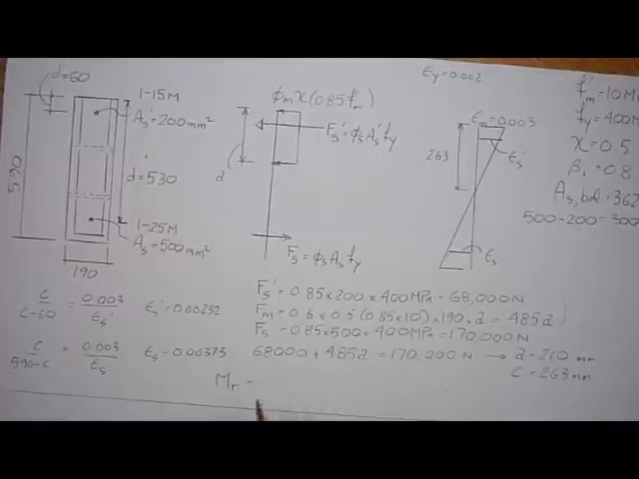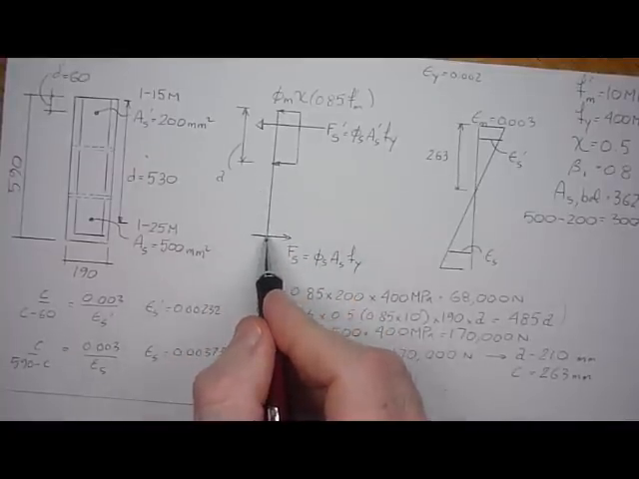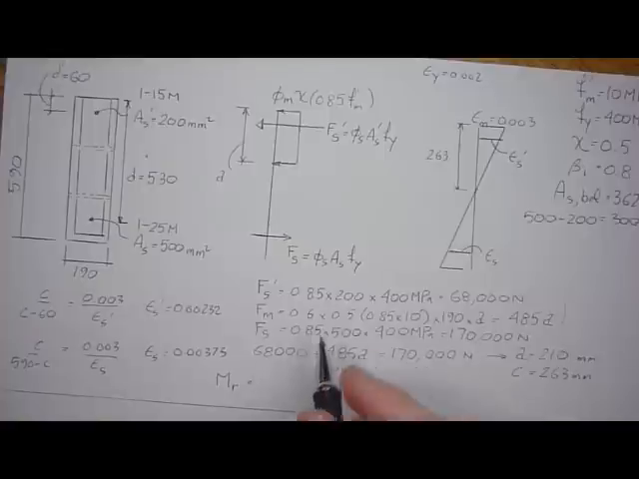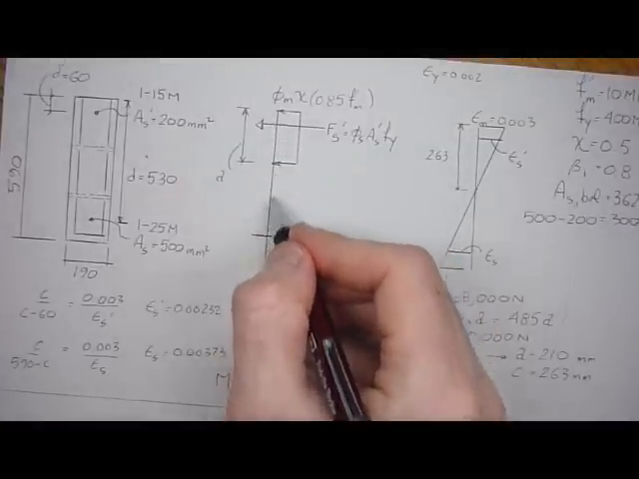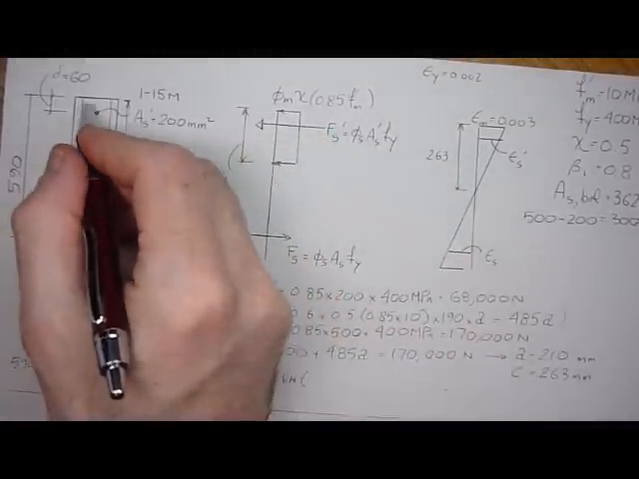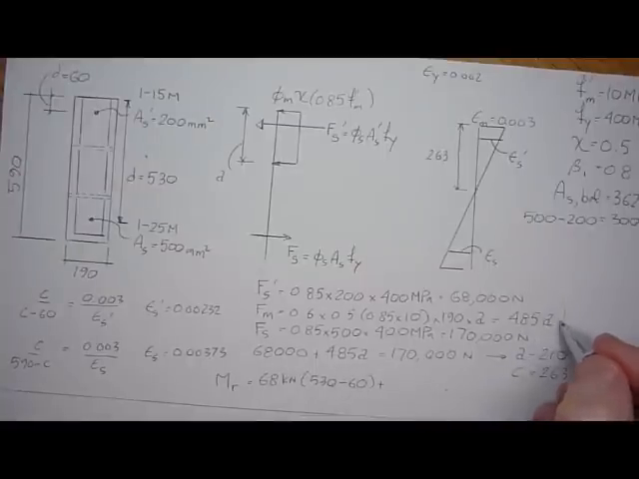Moment resistance will just be, we can take forces about here. We could take moments about anywhere, but this would be a convenient point because we won't have to use the lever arm associated with this force at 0. So moment resistance is the force in the steel prime, which is 68 kilonewtons, times its distance from here to here, which is d minus 60. d is 530 minus 60, plus the force in the masonry, which we calculate as 485A.